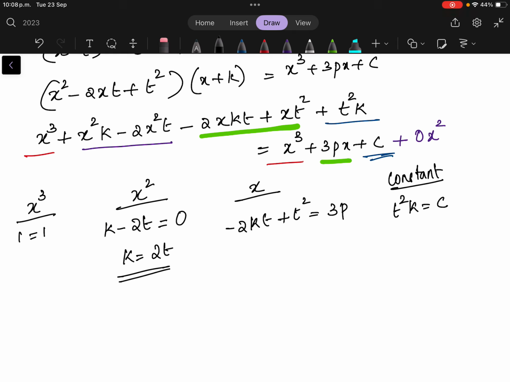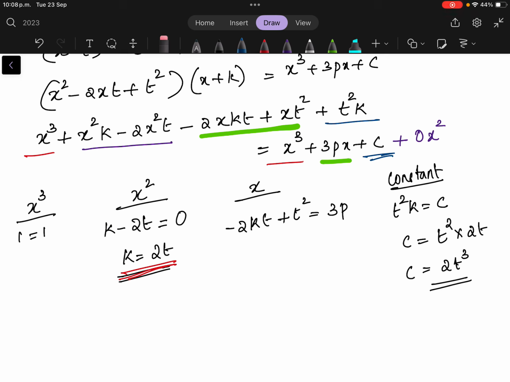Now from the first one, you know that k is equal to 2t. So I can simplify this as t² times 2t, that is equal to 2t³. So the first one is done. c is equal to 2t³, that is done. Now we come to this one.